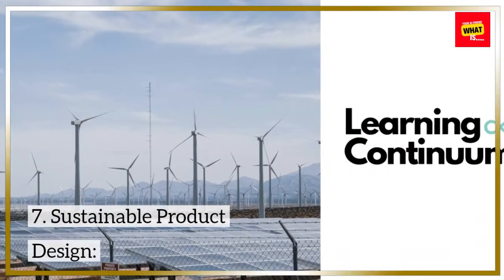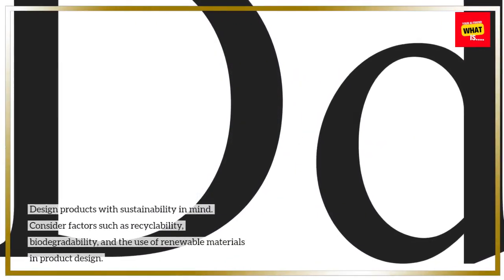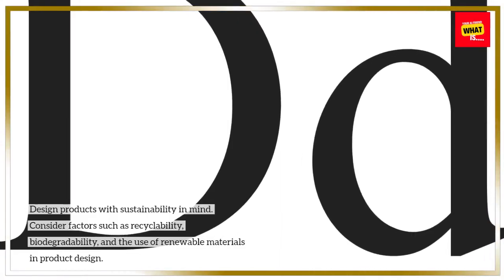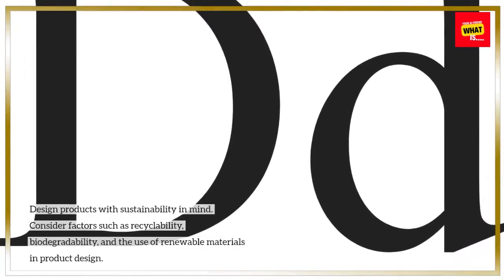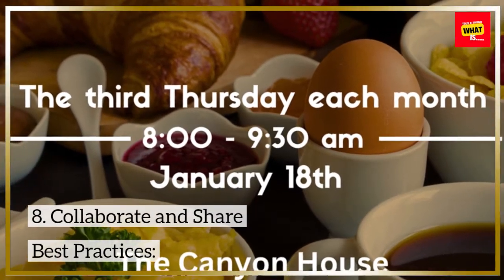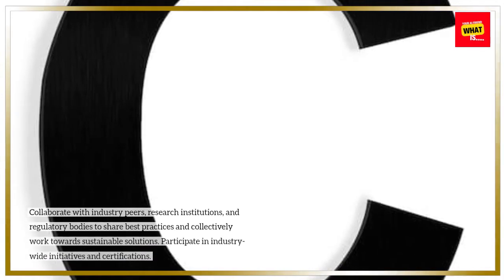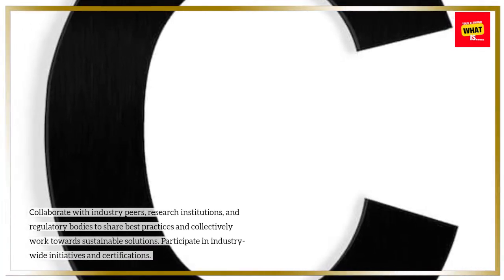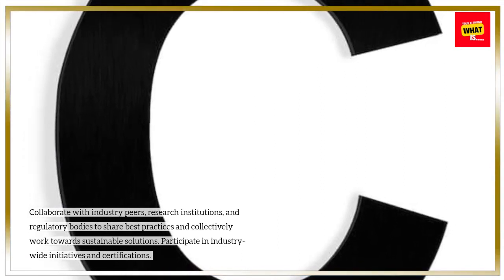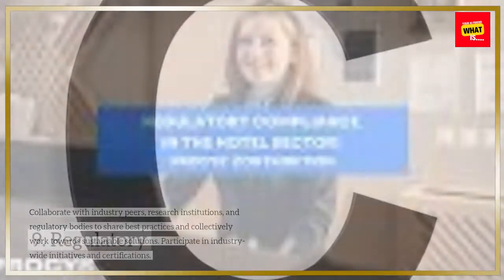7. Sustainable product design. Design products with sustainability in mind. Consider factors such as recyclability, biodegradability, and the use of renewable materials in product design. 8. Collaborate and share best practices. Collaborate with industry peers, research institutions, and regulatory bodies to share best practices and collectively work towards sustainable solutions. Participate in industry-wide initiatives and certifications.